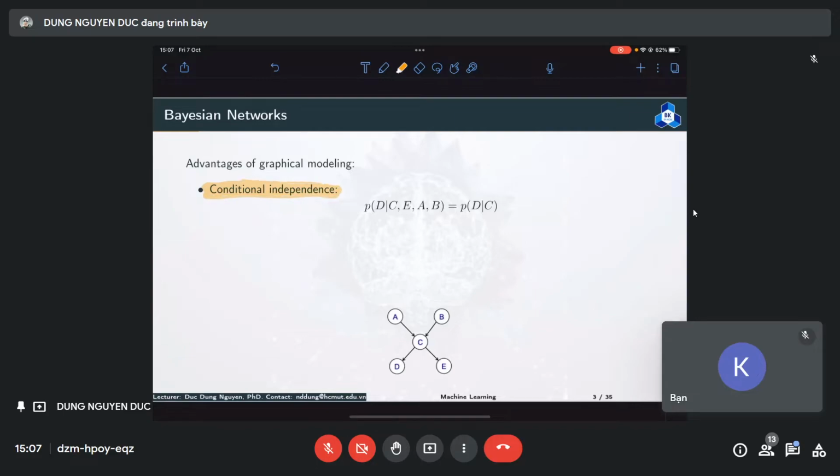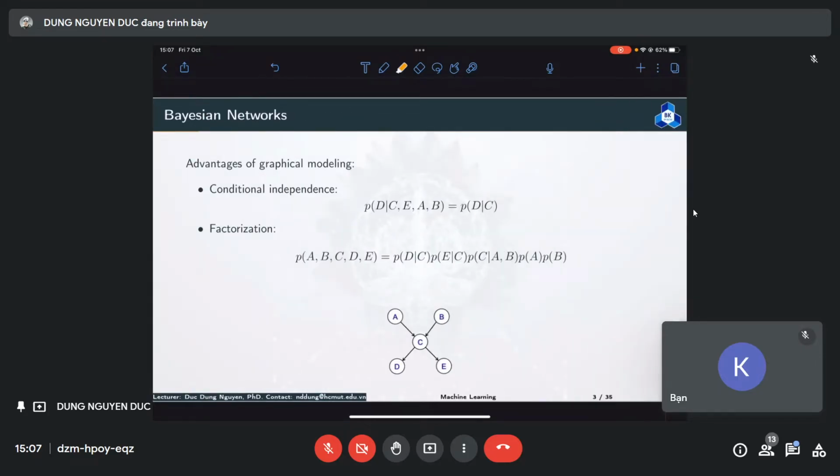So it looks like the probability of D given C, E, A, B is nothing but the probability of D given C. That's saying the occurrence of A, B, and E does not really matter to D. D only depends on C. So let's say that D is conditionally independent of A, B, and E. Okay, that's how we read it.